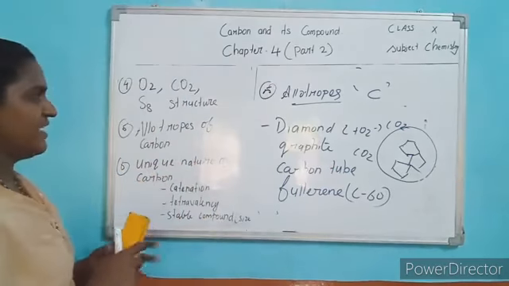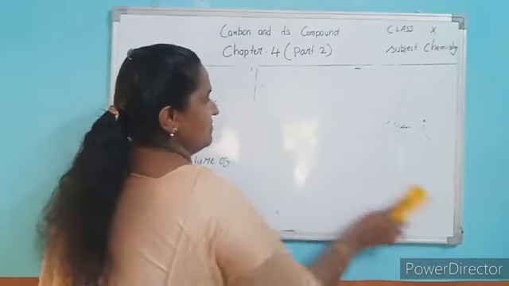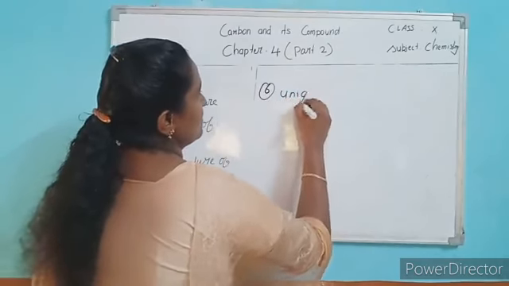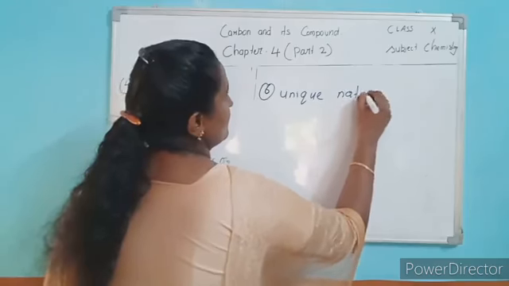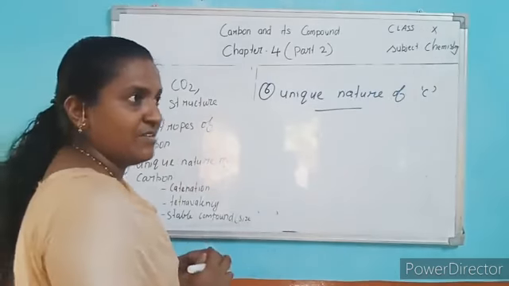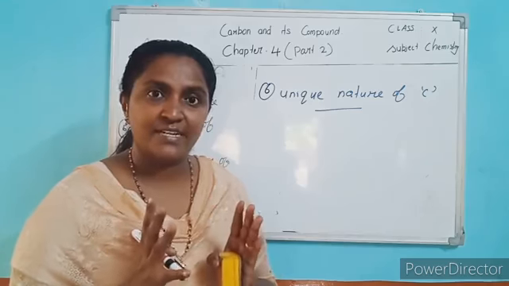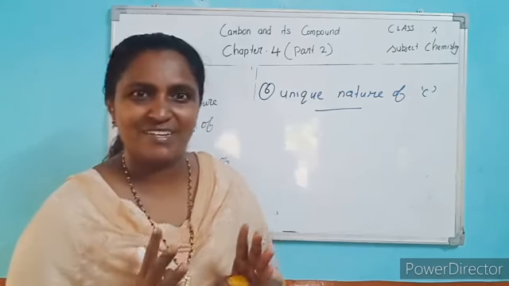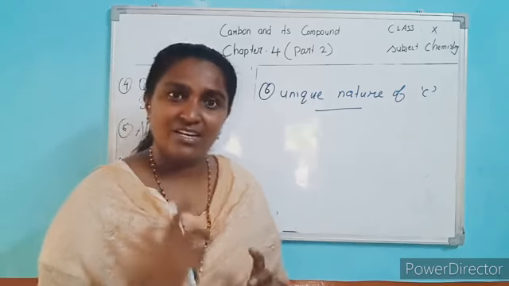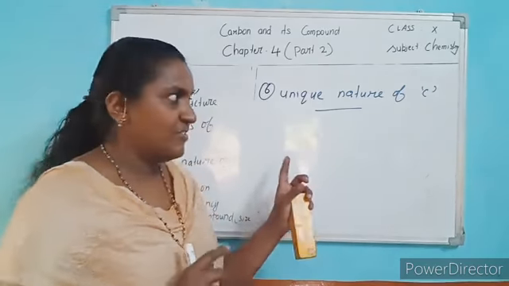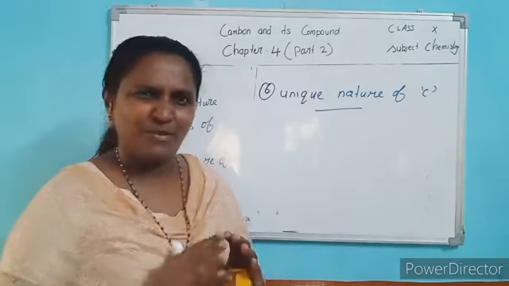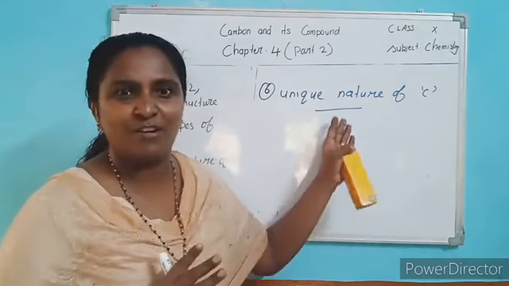Next one is the unique nature of carbon. See, carbon has a unique nature. That's why we have a separate study, carbon compounds, organic chemistry. When you go higher, you will have a separate chemistry, that is organic chemistry. Why is it separated? Because of their unique, peculiar property. They are different from other compounds.